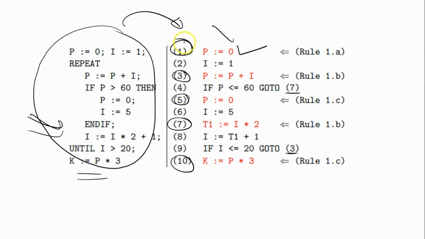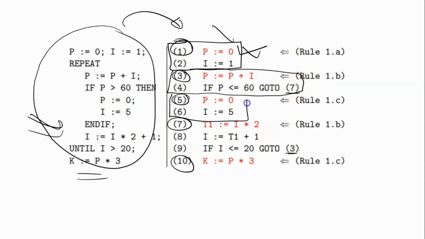Basic block is nothing but from this leader to before the next leader. So this is a basic block, from this leader to before this leader. So basically leader to leader, this is a basic block. Leader to leader, this is a basic block. Leader to leader, this is a basic block, and this is a basic block. So we have 5 basic blocks. 5 leaders means 5 basic blocks. And you can put edges.